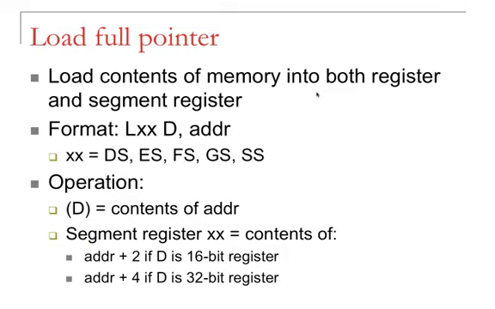The operation of this instruction is the following. The destination operand, which is the D here, is going to have the content of the address, and the segment register XX, depending on which segment register you use, is going to have the contents of the address plus 2 if the destination is a 16-bit register, or address plus 4 if the destination is a 32-bit register. It sounds very confusing. Yes, indeed. So let's look at an example.